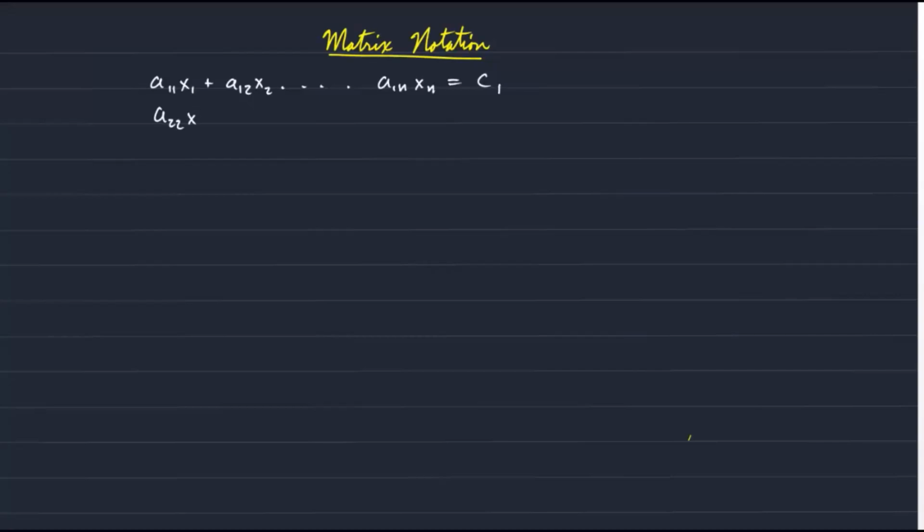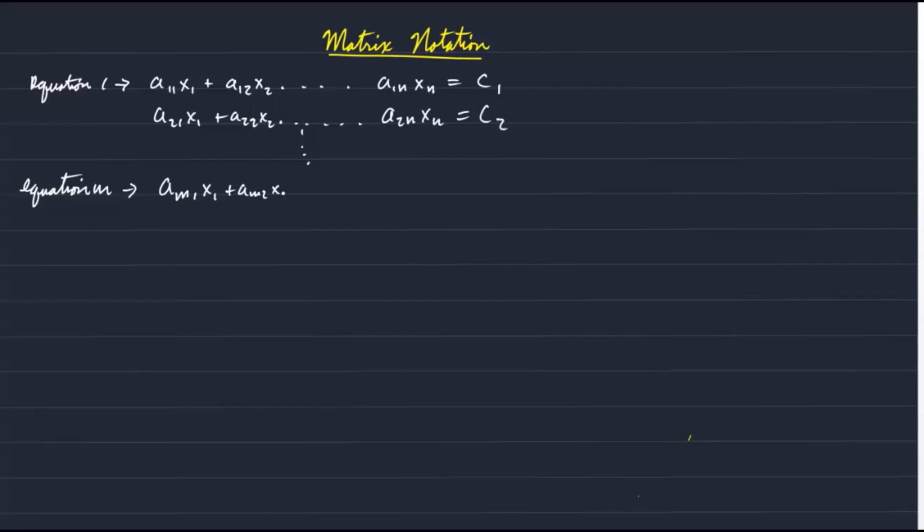Our second equation was A21x1 plus A22x2 summed all the way to A2nxn is equal to C2, all the way down to the mth equation, as opposed to equation 1, which is Am1x1 plus Am2x2 summed all the way to Amnxn is equal to Cm.